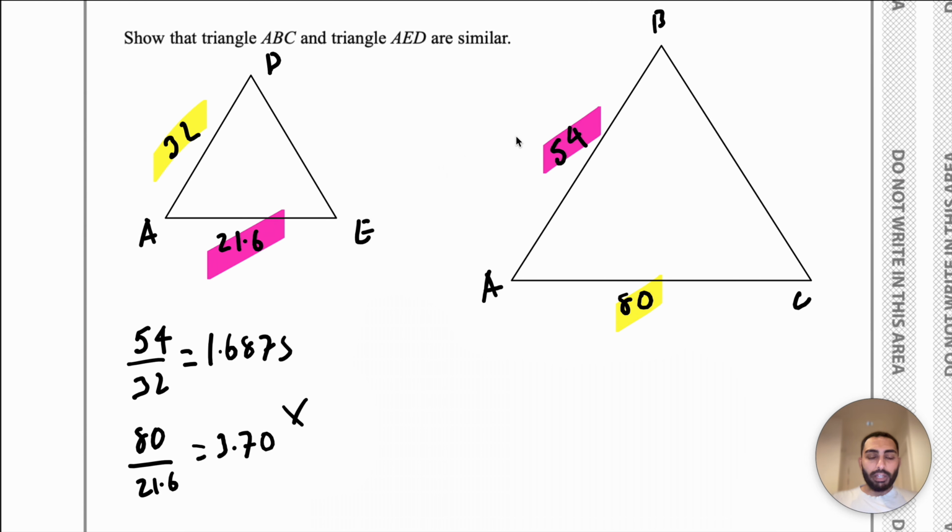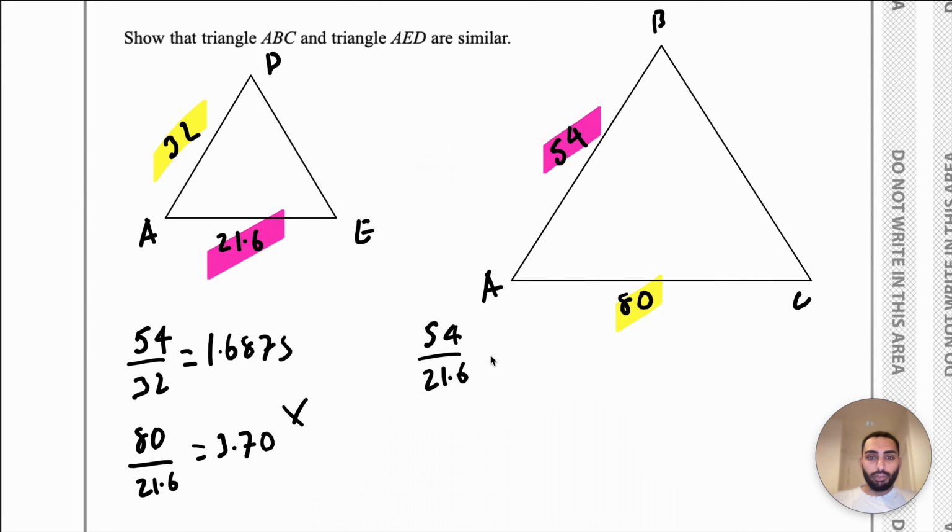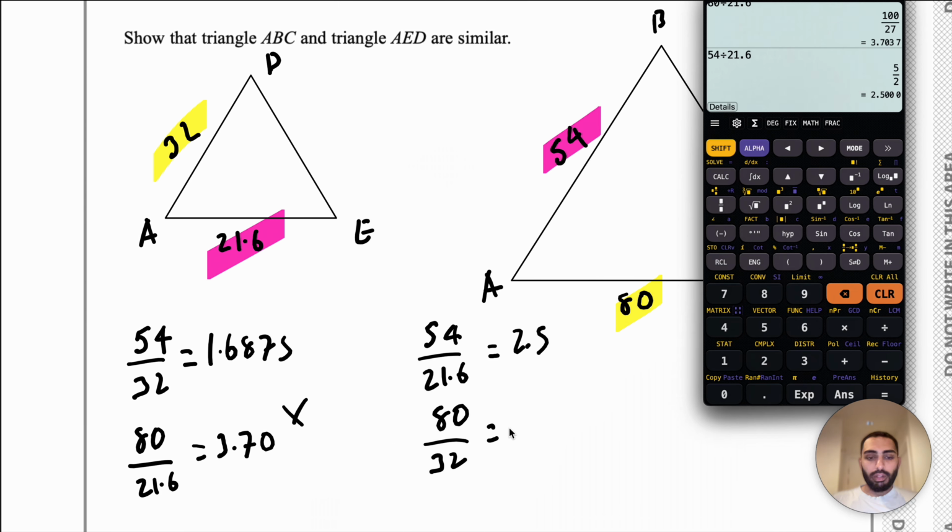And hopefully they'll have a matching length scale factor. So let's do 54 divided by 21.6 this time. 54 over 21.6, which is 2.5. And if I do 80 divided by my 32, let's see what that gives me.